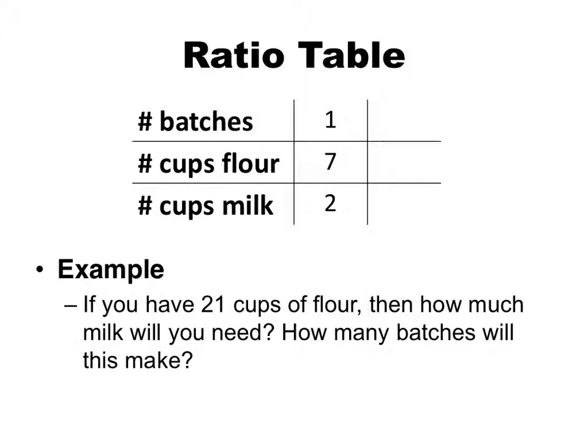Now let's do just a slight variation on this problem. Let's suppose that we now have 21 cups of flour. How much milk will you need, and how many batches of muffins will this make? So we'll start off with the same ratio table, but now we want a 21 there in our second row. So I say, well, 7 times what is going to give me 21? Well, the answer is, of course, 3.